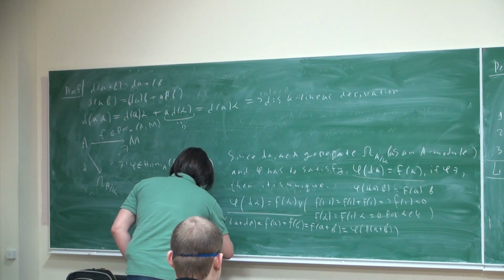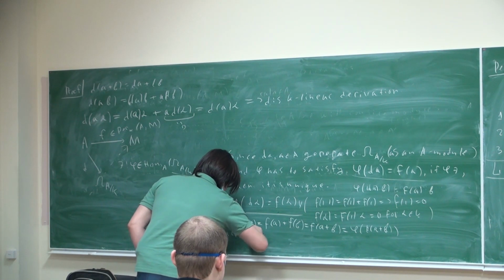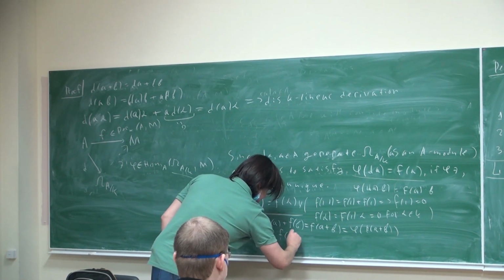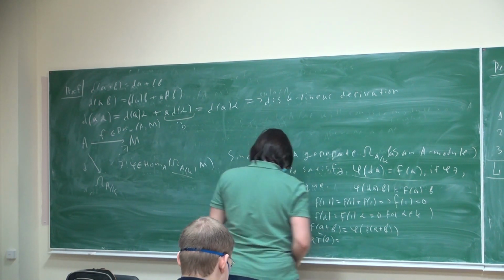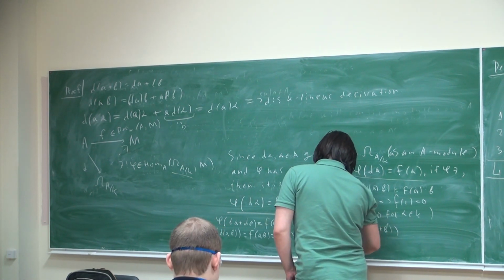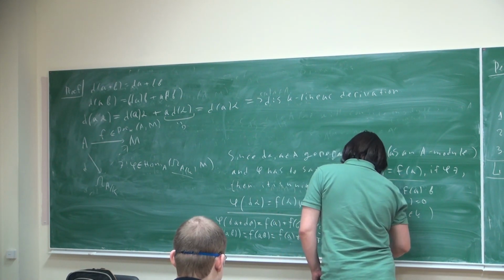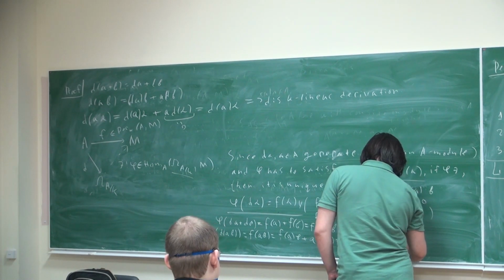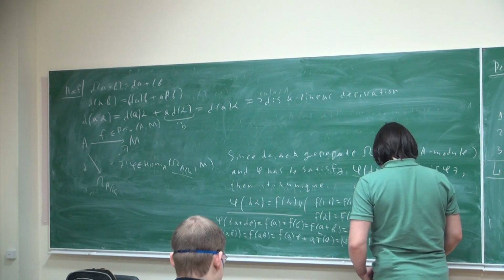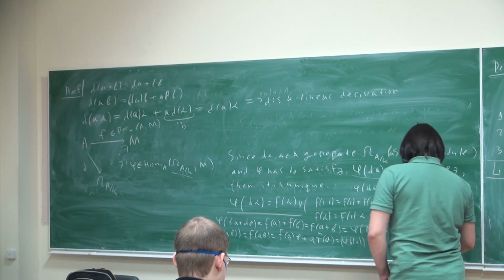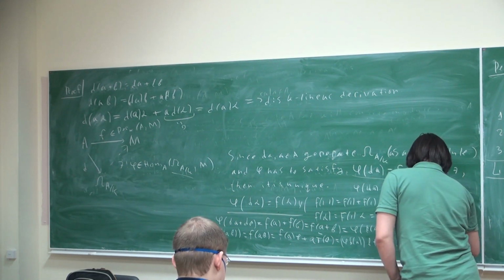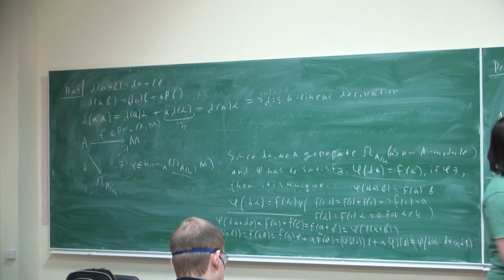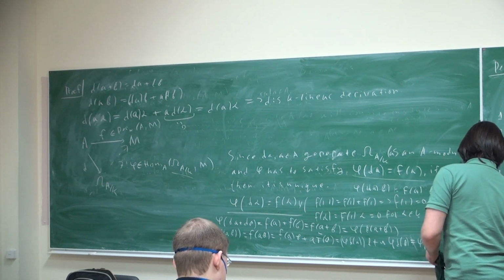And finally, phi of d of ab is equal to f of ab. It is equal to b f of a plus a f of b. So it is phi of da times b plus a phi of db. And since phi is an A module homomorphism, we have phi of b da plus a db, as we need. So this lemma is proved.